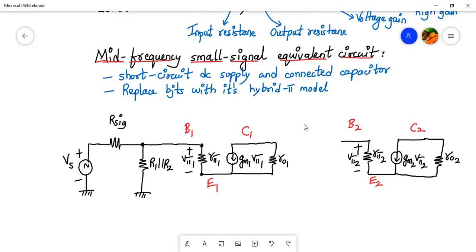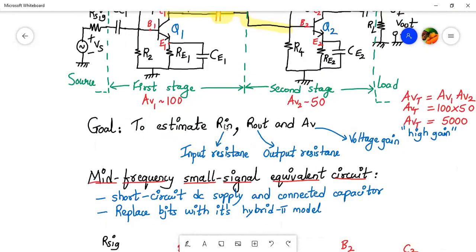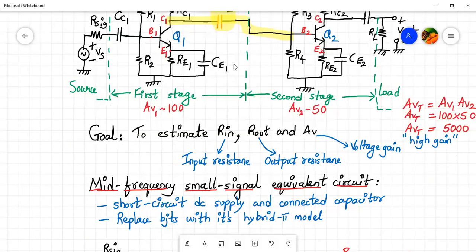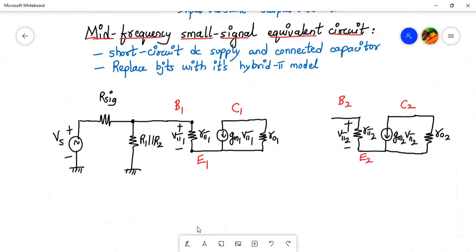Now we'll go to emitter 1. If you see carefully, at emitter 1 we have resistor Re. In parallel we have a capacitor, and we are short circuiting the capacitor. So emitter 1 will be going to the ground. Let's mark emitter 1, and note it goes to the ground terminal.